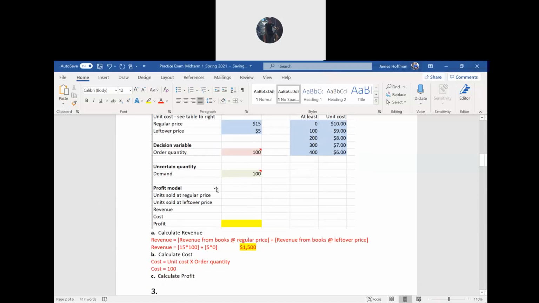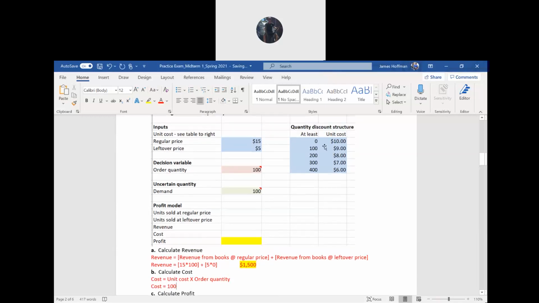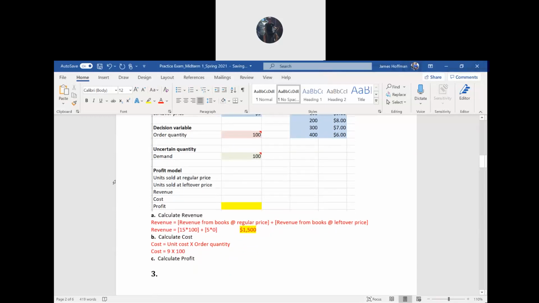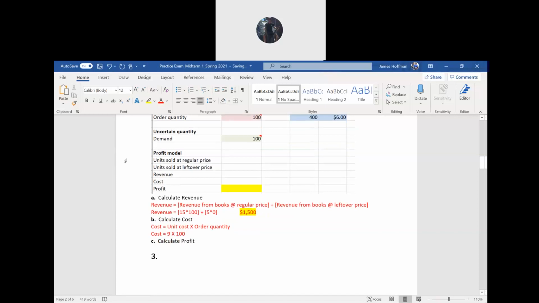Okay, so we order 100, and the unit cost is 9 times 100. And 9 times 100, that's a cost of 900.